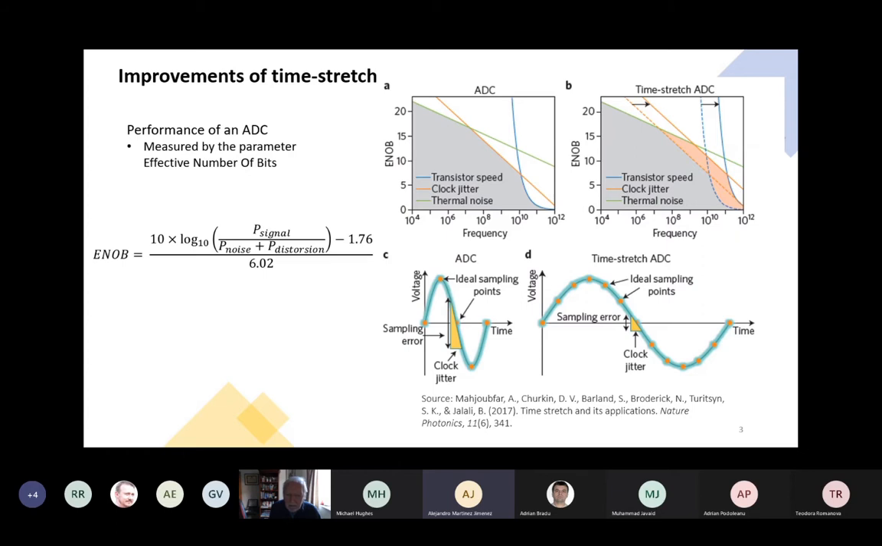Consider a high-frequency signal being sampled by an analog to digital converter. A small jitter will cause a significant error in the sampled amplitude. Whereas if the signal is slowed down by TenStreet prior to the sampling, the effect of the clock jitter is considerably reduced. Also, slowing down the signal relaxes the comparator speed requirement.